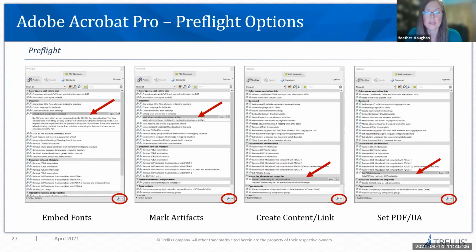The next one is you want to mark your artifacts. The third one, create content link. You'll want to use that if you have any links in your document, you'll want to run this, and then that will properly tag them and you won't have any issues. And the last one is set PDF UA. And again, select it, click the fix button, and it will magically fix it. Okay, next.